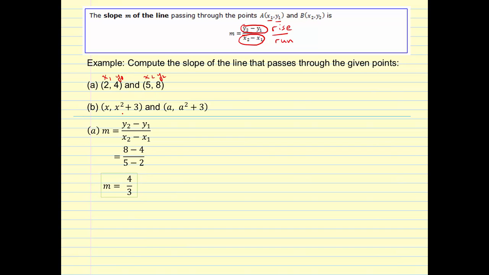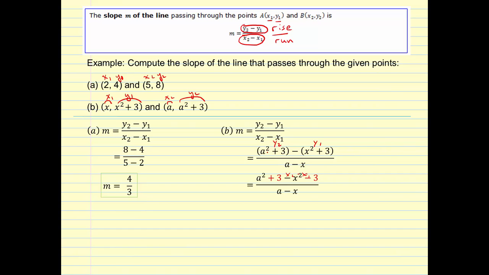Now part B is a little bit more involved because it has letters and numbers, but we still use the same basic formula, y2 minus y1 over x2 minus x1. And in this case, the first coordinate of our first point is still x1, and our second coordinate in our first point is y1. And then we have x2 and y2. So we're going to substitute these values, where we have y2 minus y1 over x2 minus x1.